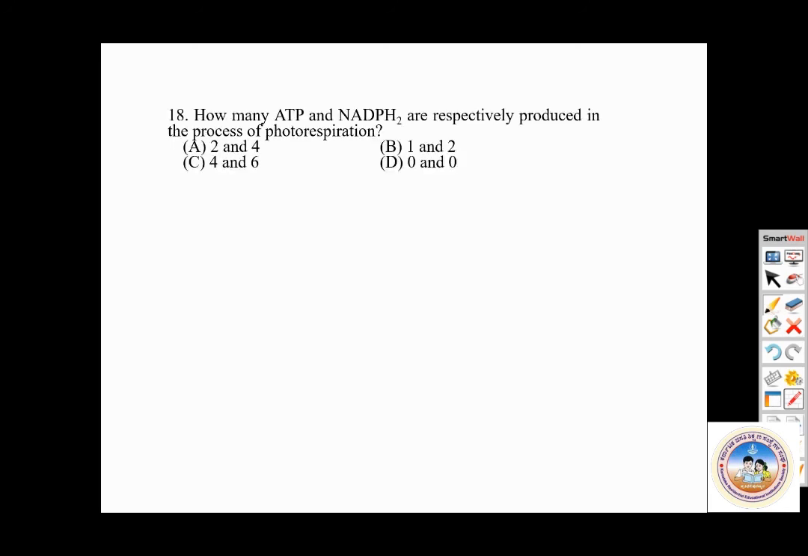How many ATP and NADPH2 are respectively produced in the process of photorespiration? How many ATP will be produced, children? Usually NADPH, tell me by estimate. This is photorespiration, keep that in mind. In photorespiration, will energy be released at all? Think about it. Do you think energy will be released? Actually, it is a waste process. Okay, so it is 0 and 0. Nothing will be released.